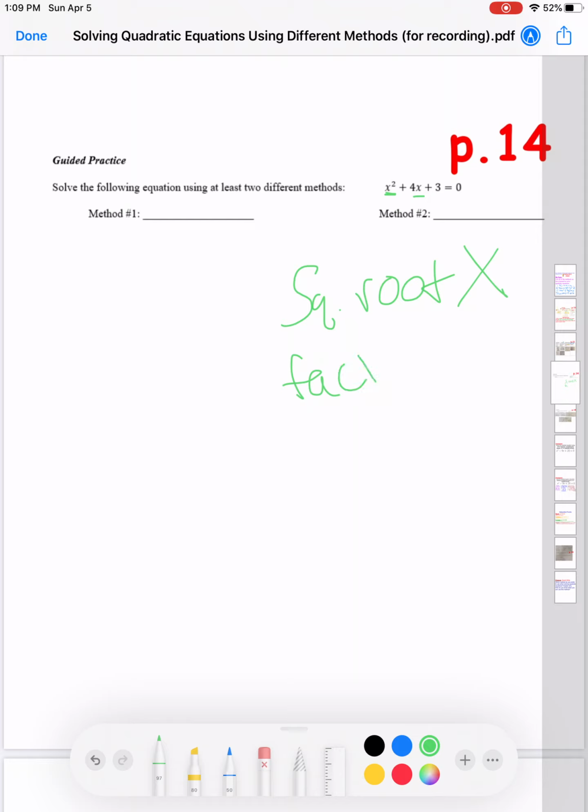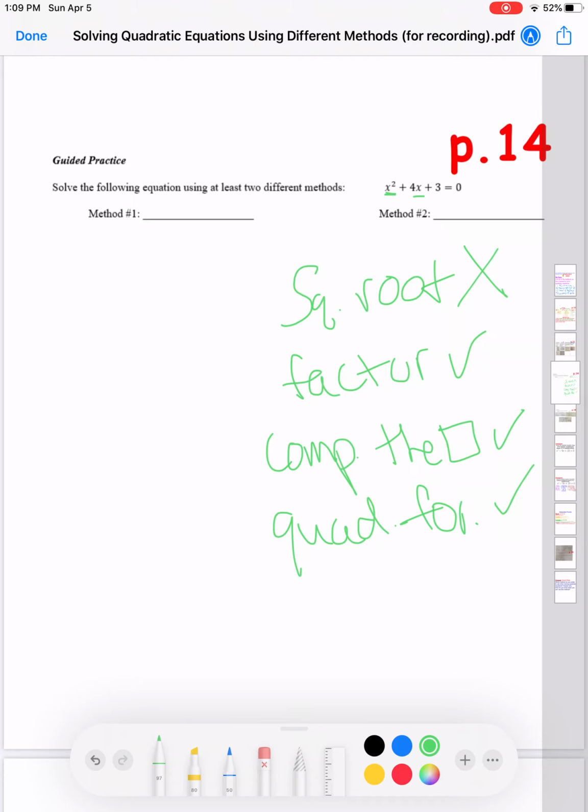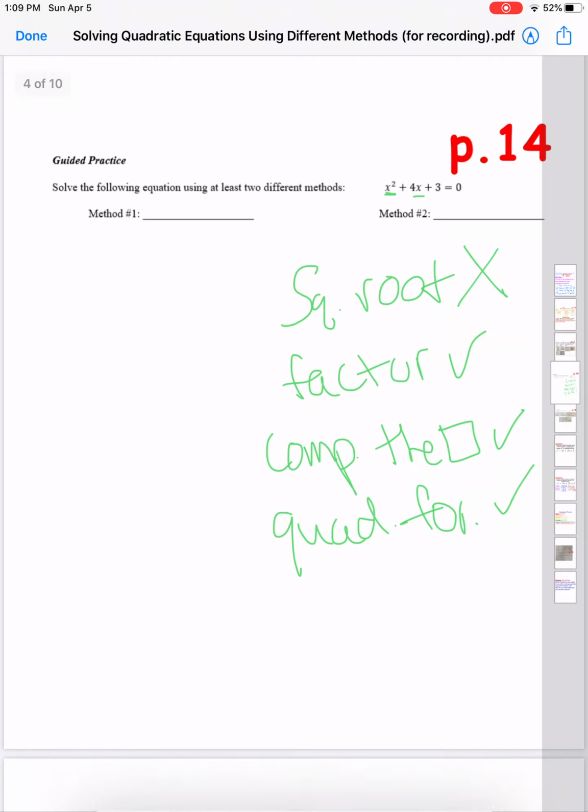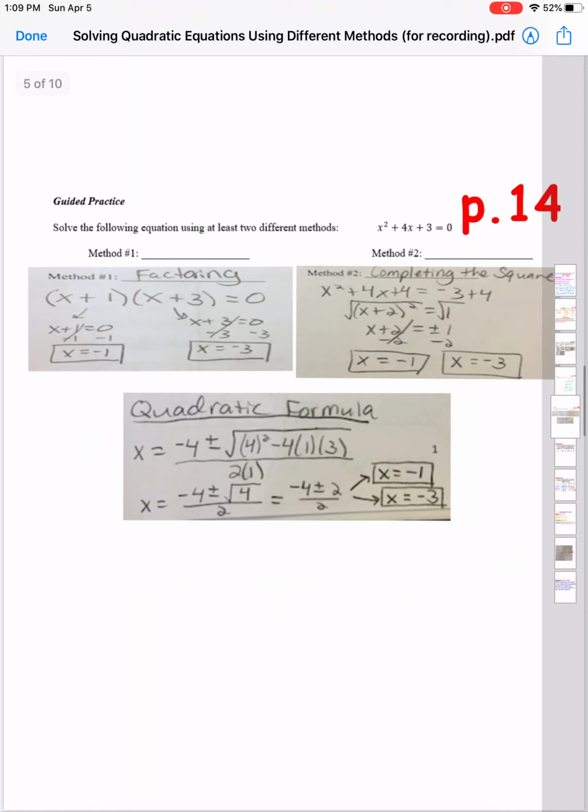However, you could have done factoring. You could have done completing the square. And you could have also done the quadratic formula. So let's take a look at how your work would have looked using any of those three methods. So here's the work for three different methods. You'll notice that no matter which method I chose, I ended up with the answer of -1 and -3.